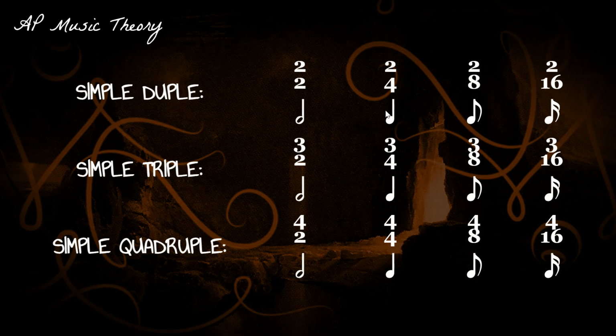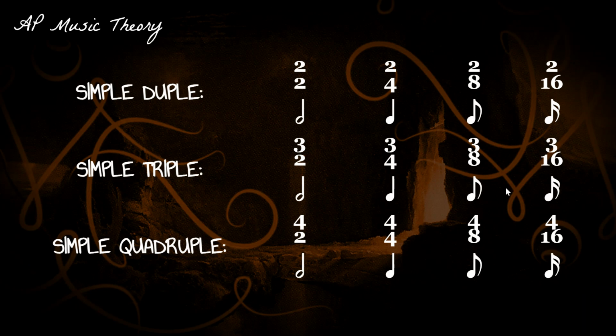Here's also the note that gets measured, the beat. So 2, half, 4, quarter, 8, eighths, 16, sixteenths. And here we have a time signature of 4/16, 4/8, 4/4, or 4/2 is called simple quadruple. And the beat note is half, quarter, eighths, sixteenths.